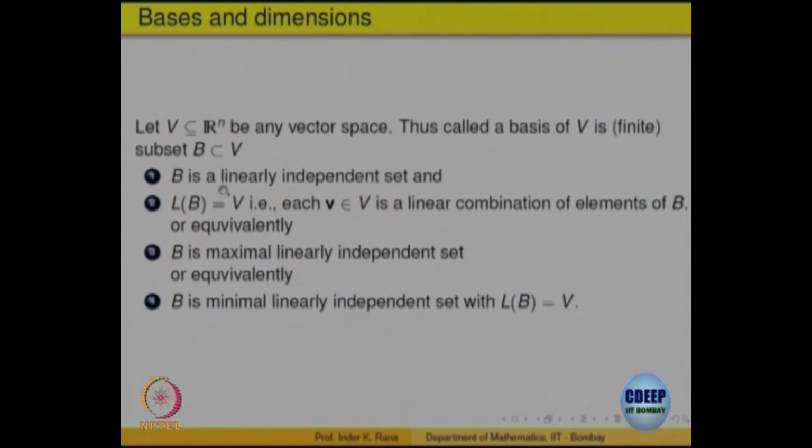So the first is B is linearly independent and spans V, that is 1. Second, maximal linearly independent, and the third is a minimal set which generates. You do not have to put linear independence then. Okay.